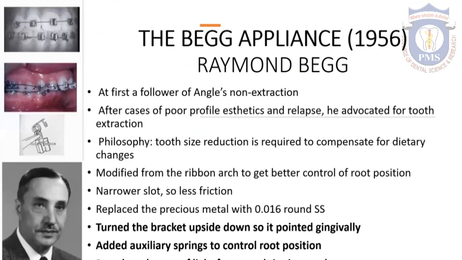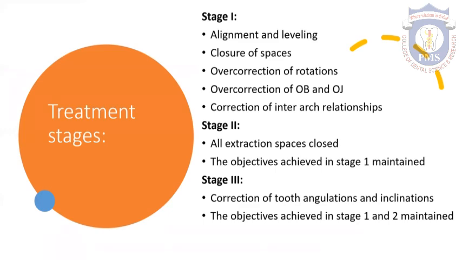So next came the Begg appliance system. This was founded by Raymond Begg. He was first a follower of Angle's non-extraction, but later on he found that extraction is required for providing good facial aesthetics. And here he turned the bracket upside down so it pointed gingivally, and auxiliary springs were added to control root position. And this was based on the use of light forces and tipping teeth.